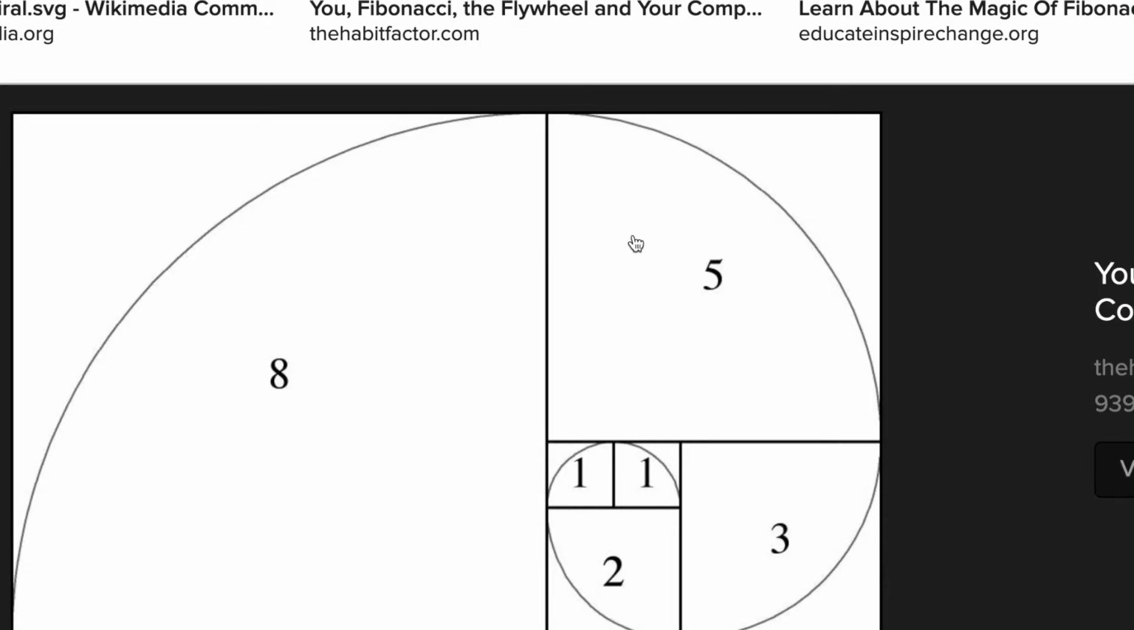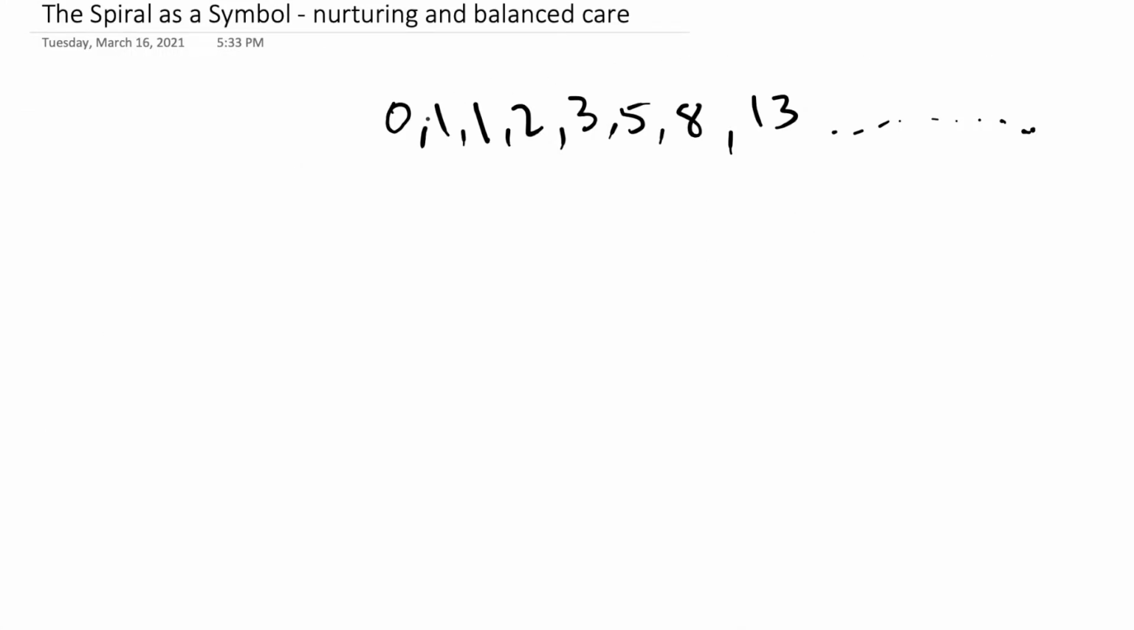So one thing to consider is that the spiral, I kind of think of it as a trinity. When I think of the trinity, I think of love, strength, and wisdom.